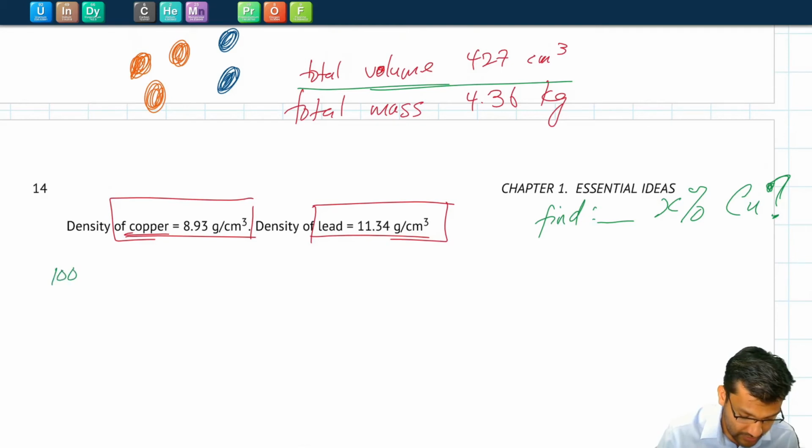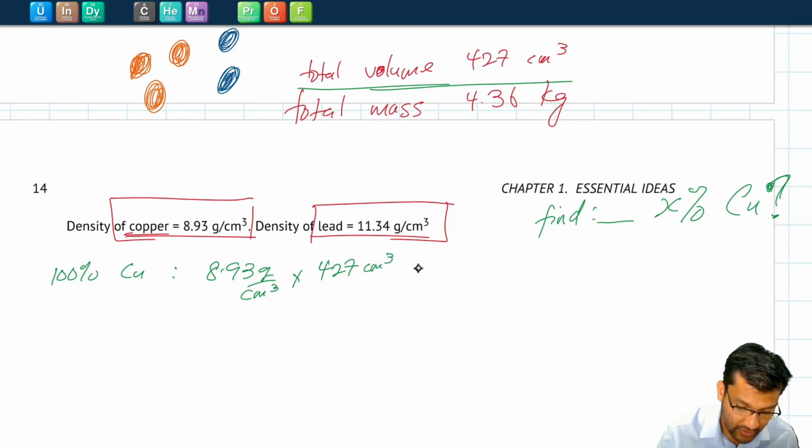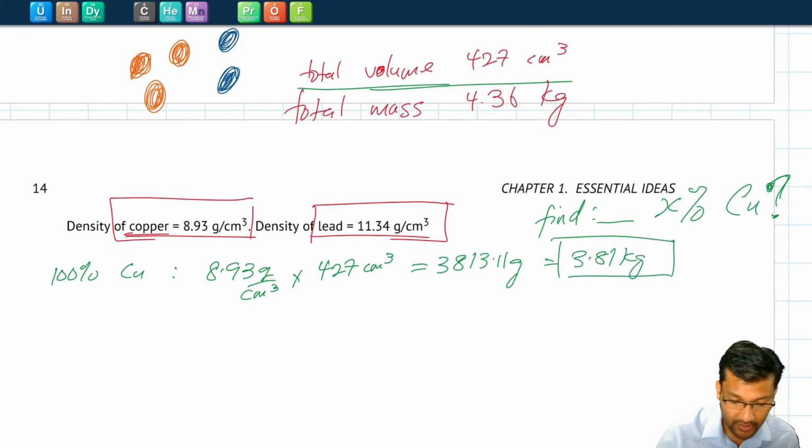So for 100% copper, we have 8.93 grams per centimeter cube. That's the density. And all of the volume, 427 centimeter cube, would be copper. So the mass that we should expect would be 3813.11 grams, or we can convert it to kilograms and use 3 significant figures. That becomes 3.81 kilograms. So if it's 100% copper, then it should be 3.81 kilograms.